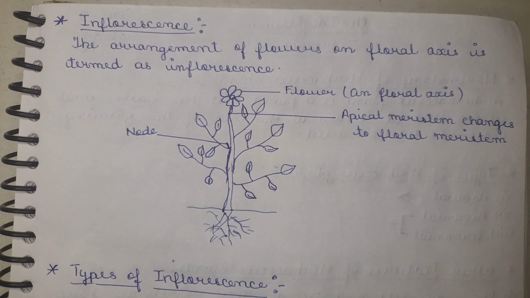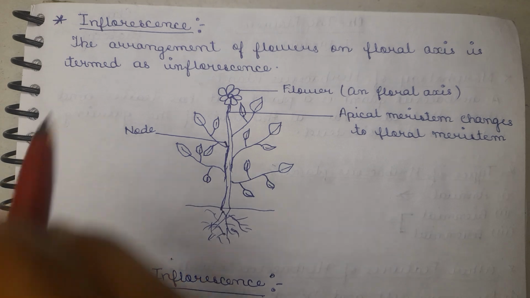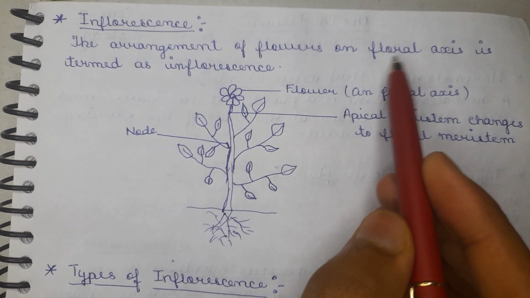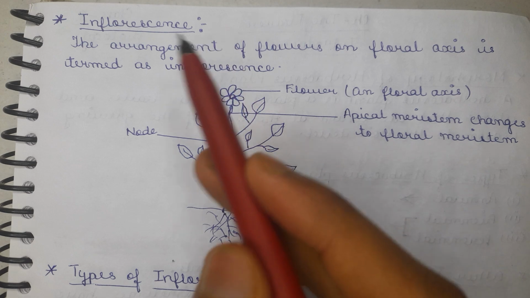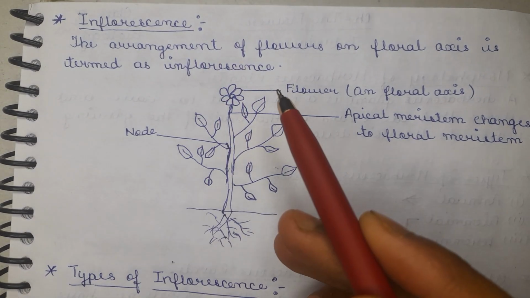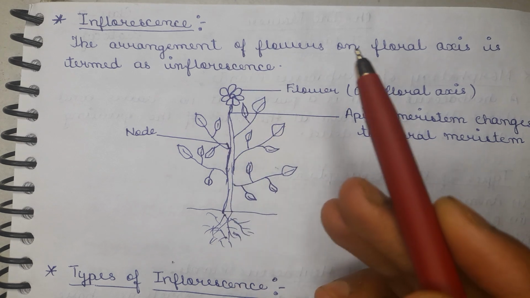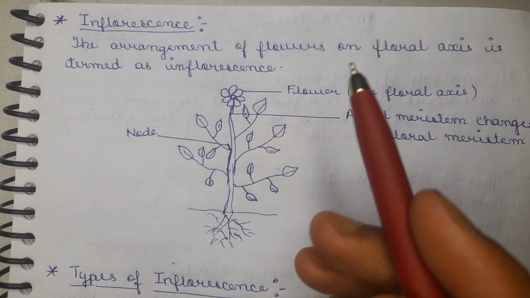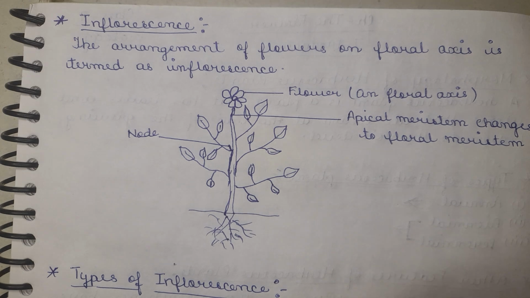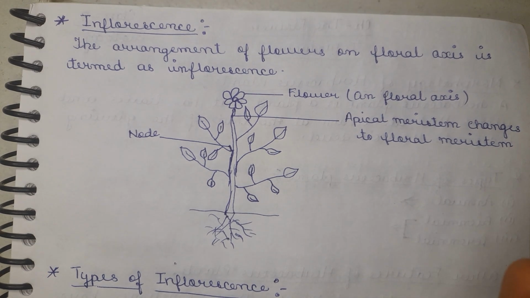In this video we are going to talk about the term inflorescence. Inflorescence means the arrangement of flowers on the floral axis of a plant. This term is known as inflorescence. Basically, we already know the arrangement of leaves is called phyllotaxy. This phyllotaxy is basically the arrangement of leaves in a plant. The way the leaves are arranged in the plant is the term phyllotaxy.